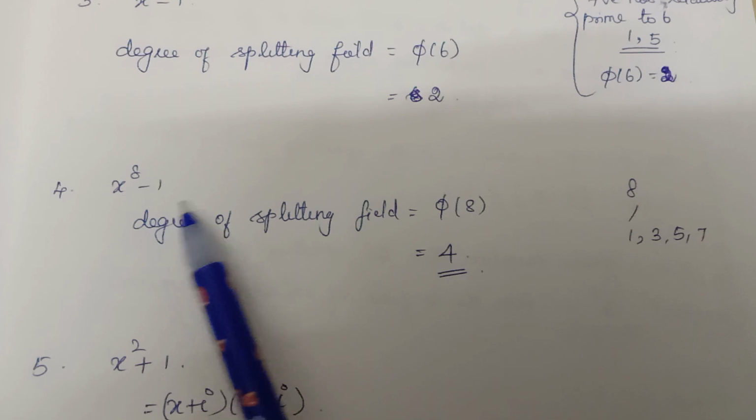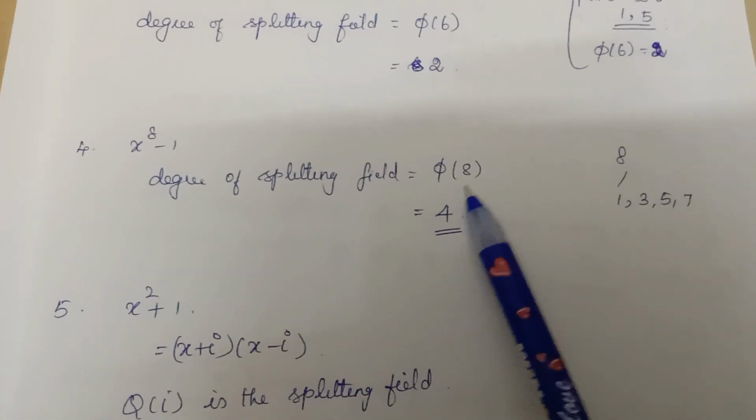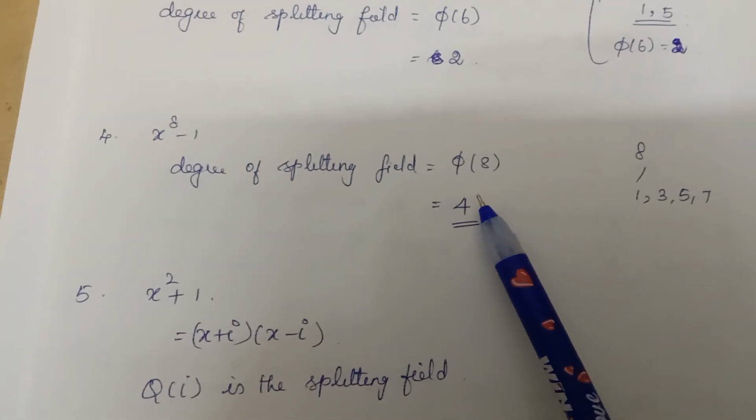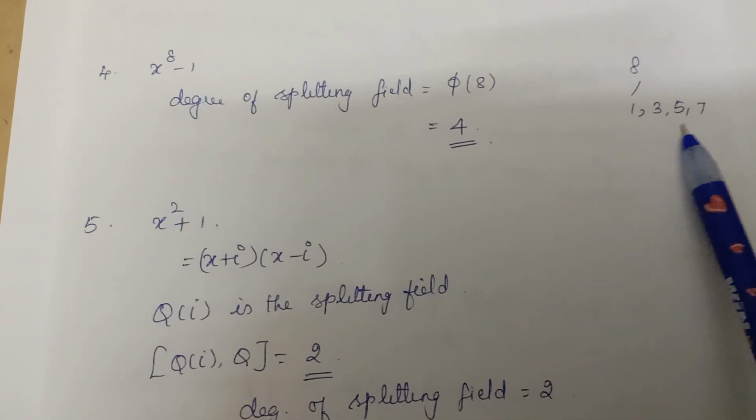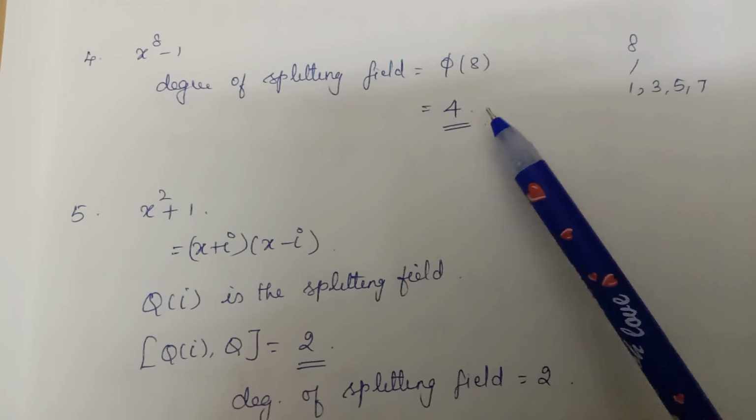Now x power 8 minus 1. Here also phi of 8. Phi of 8 means the number of positive integers less than 8 and relatively prime to 8. How many numbers are there? 4 numbers: 1, 3, 5, 7. So the degree of the splitting field is equal to 4.